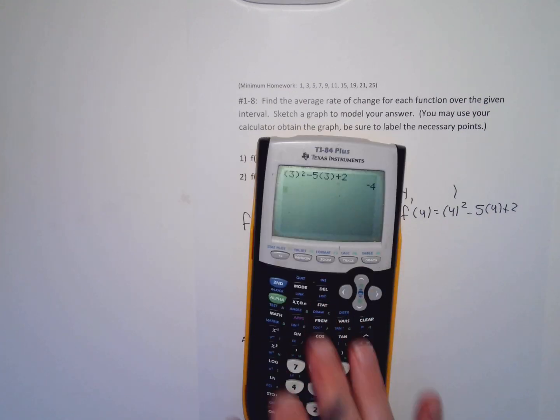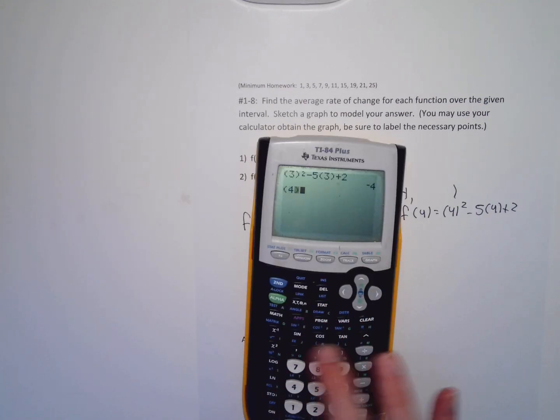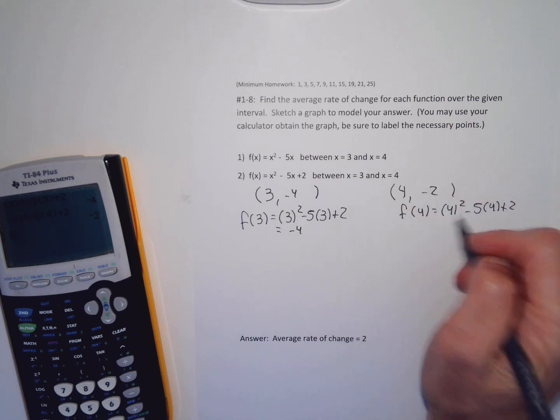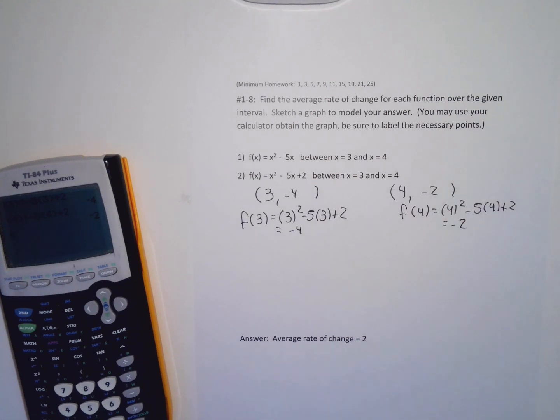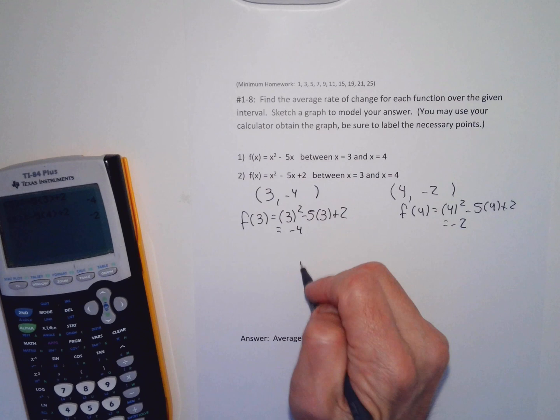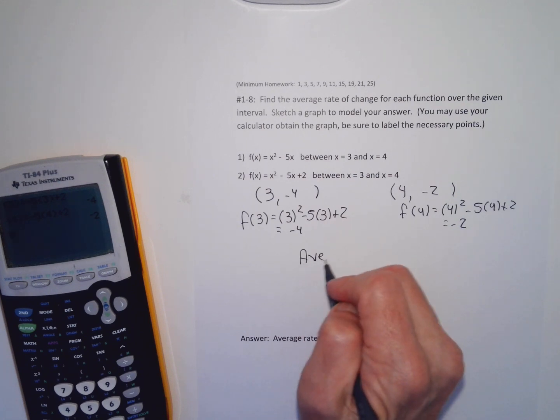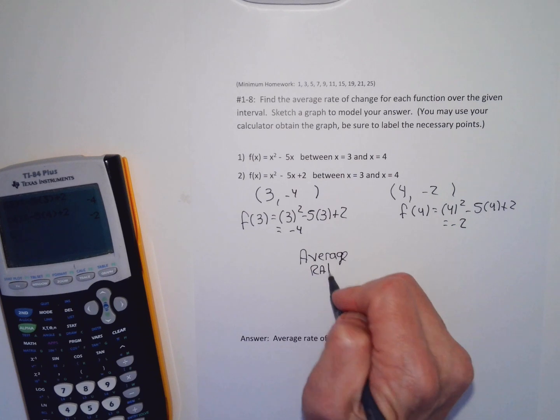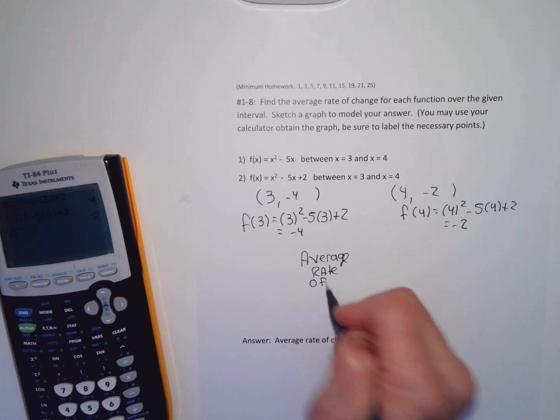Second point, its y is 4 squared minus 5 times 4 plus 2. Second point has a y-coordinate of negative 2. So now I'm going to find the average rate of change. The average rate of change is just the slope of the line that connects those 2 points. Doesn't have any units to this because this isn't a word problem.